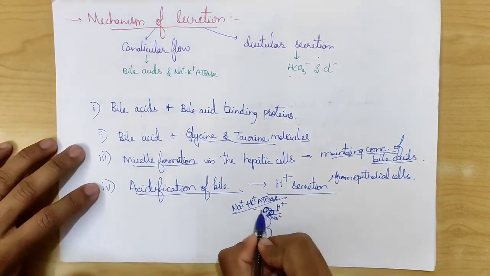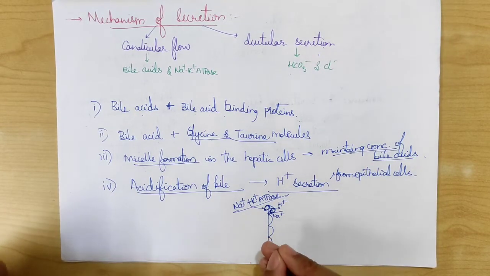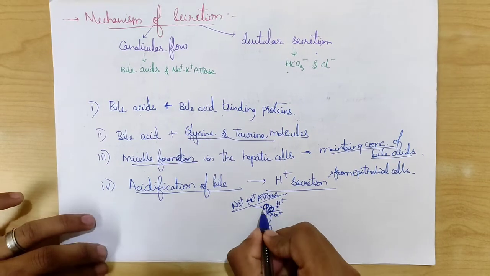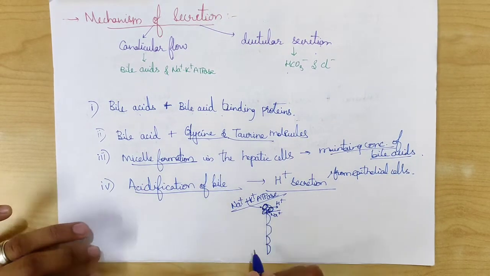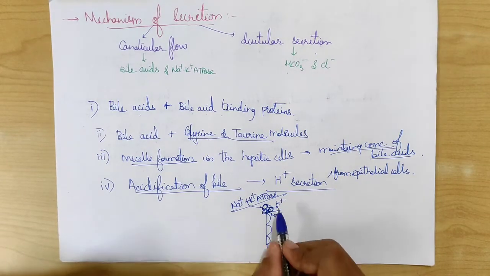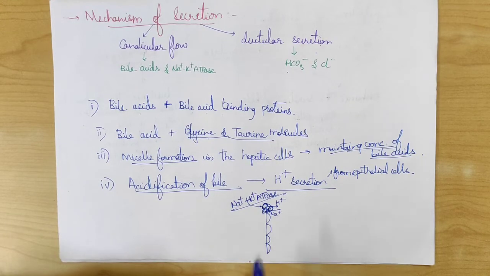This Na plus K plus ATPase provides the gradient so that the Na plus is exchanged with the H plus. So this happens in the basolateral membrane. This ATPase is present in the basolateral membrane. So that's why the H plus is secreted in the bile, and there is acidification of the bile.